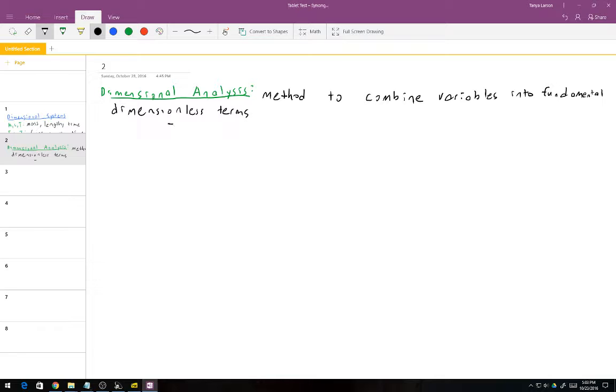For example, the Reynolds number is an example of a dimensionless term. As I mentioned, it's the most important dimensionless parameter in fluid mechanics, and it comes from this process. And the point of dimensional analysis, really, is to simplify functions and experiments.